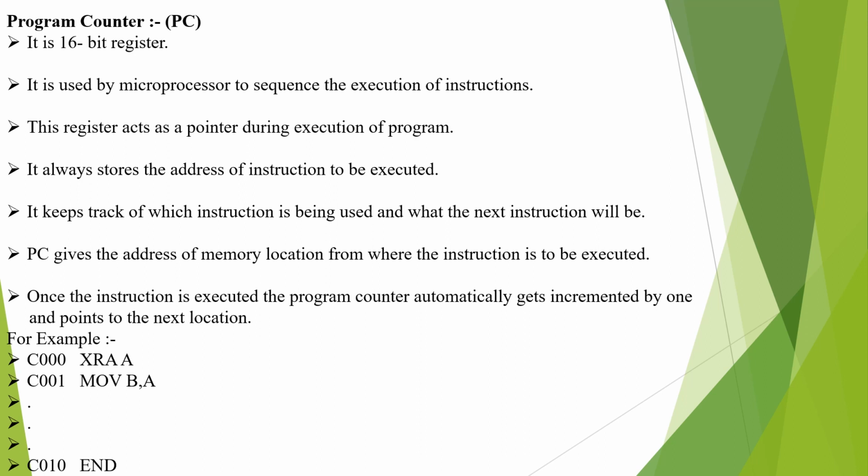In simple words, it is 16-bit. In order to help the microprocessor execute any program in a sequential way, the program counter plays an important role. Once the instruction is fetched, decoded and executed, automatically it will get incremented by 1. It will point to the next address, and it will guide the microprocessor till your program ends.